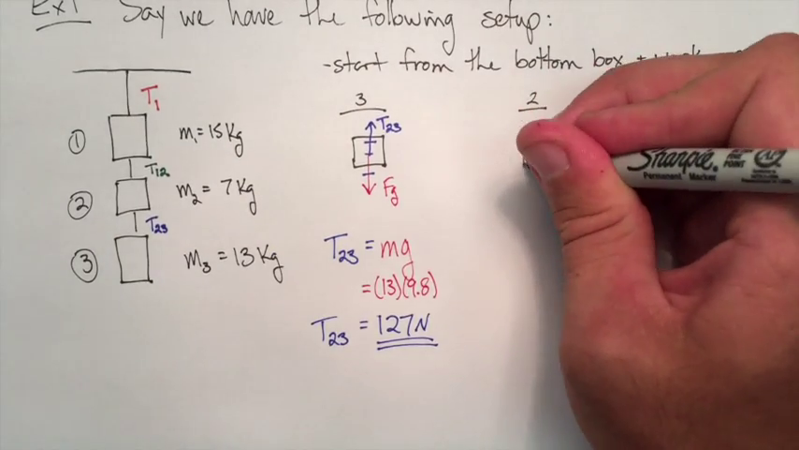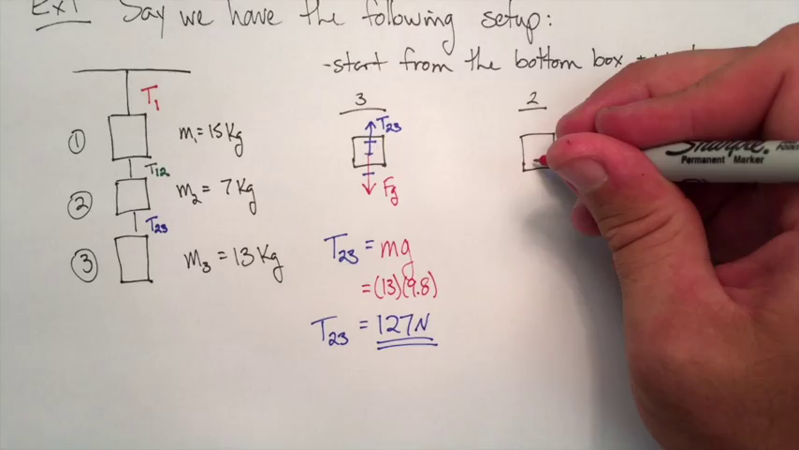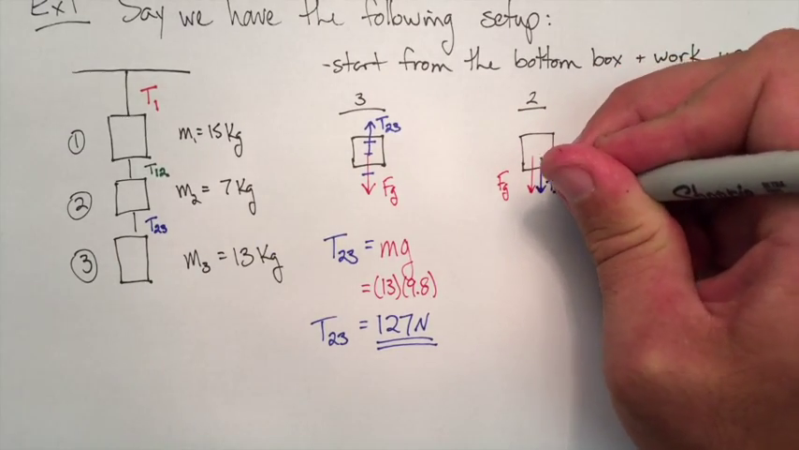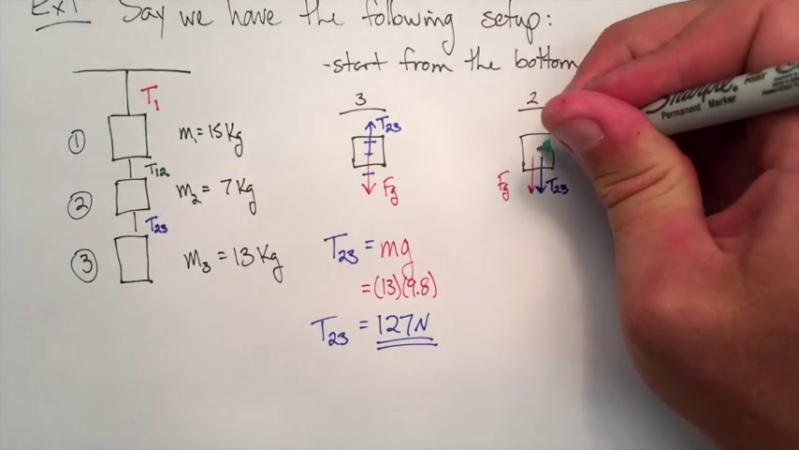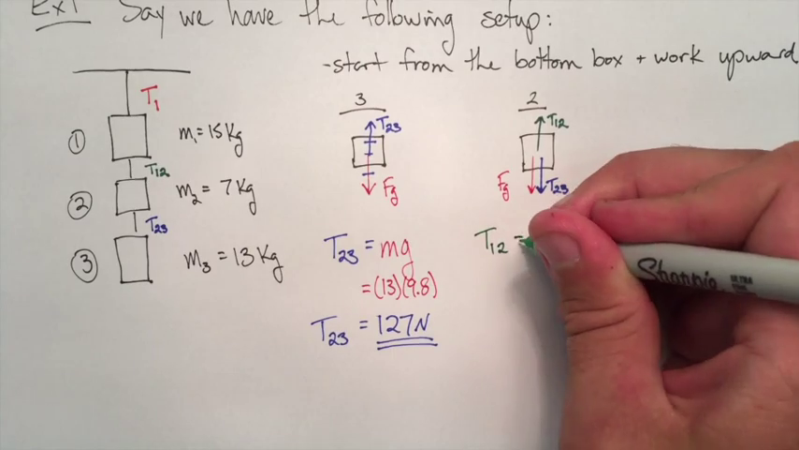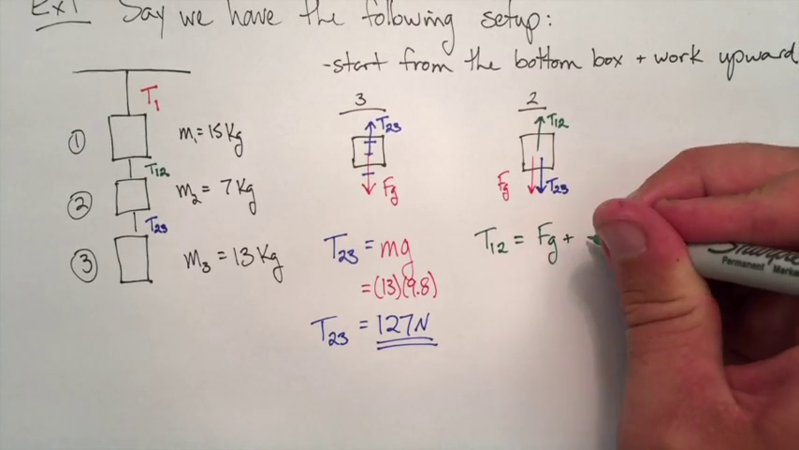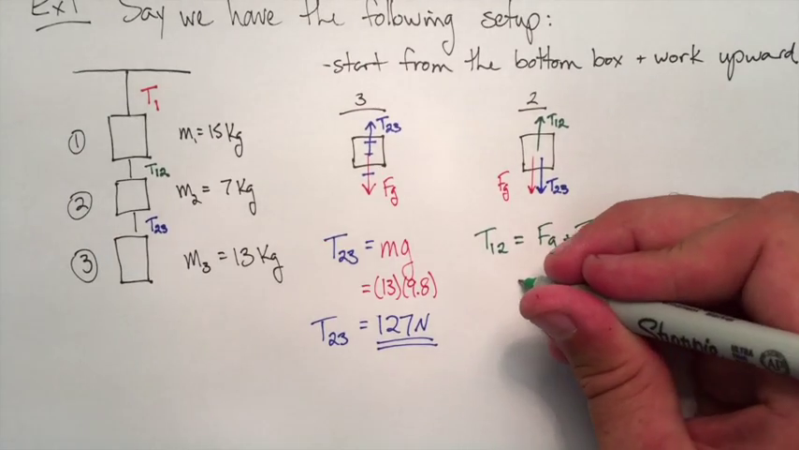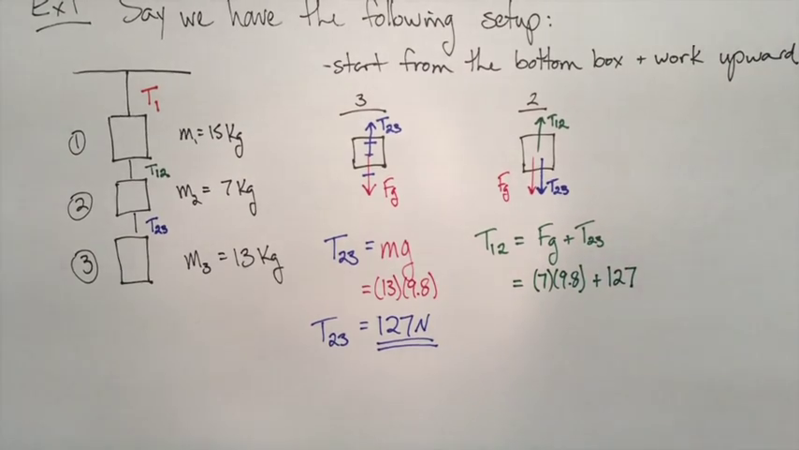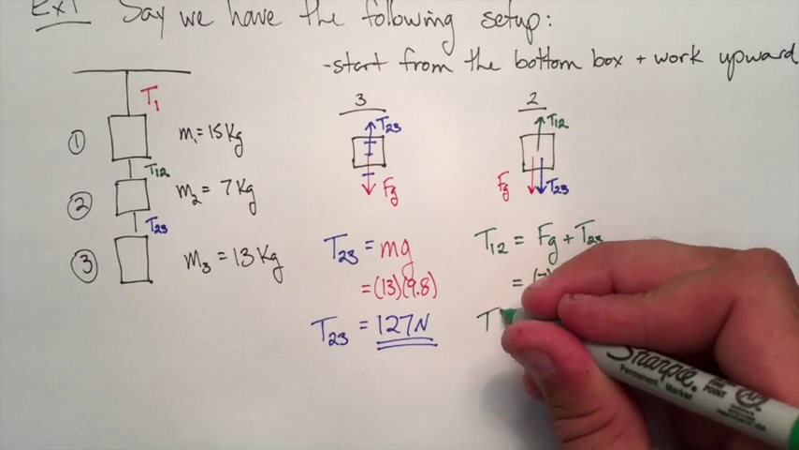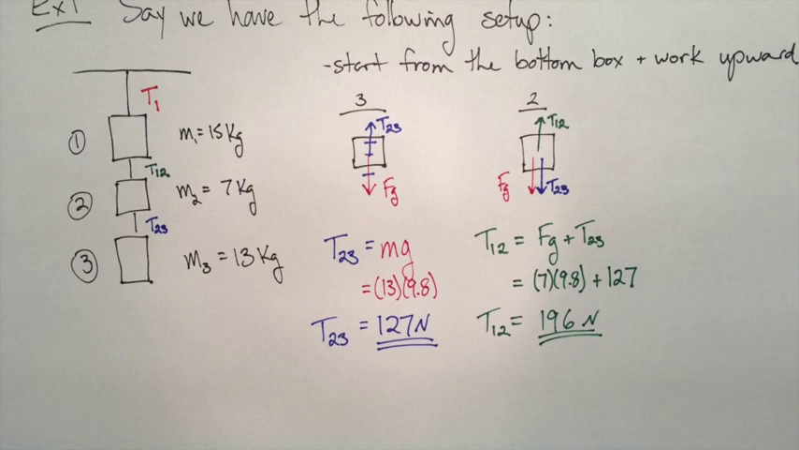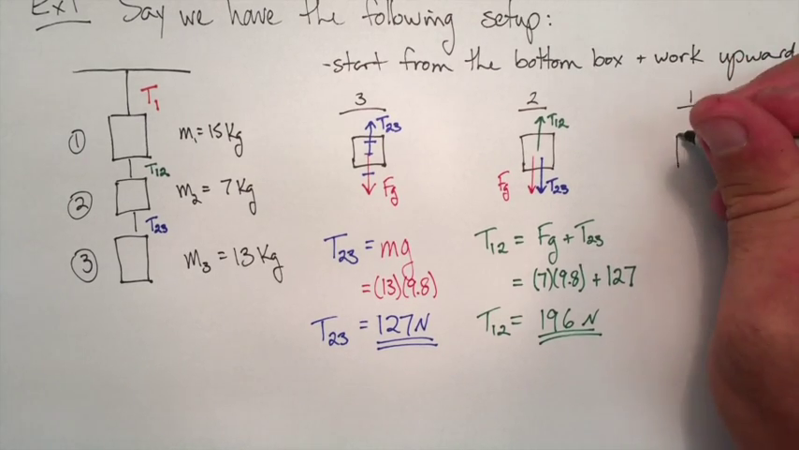Let's analyze box 2 and draw a free body diagram again. Fg is down. This time though, T23 is down. You can see it's on that side of the box. And then T12 is up. Again, the box isn't moving, so we know all those forces are balanced. So we can set up this equation, sub in our values for Fg. It's only the force of gravity on that box, so that's why it's 7 times 9.8. And then we can solve for 196 newtons.